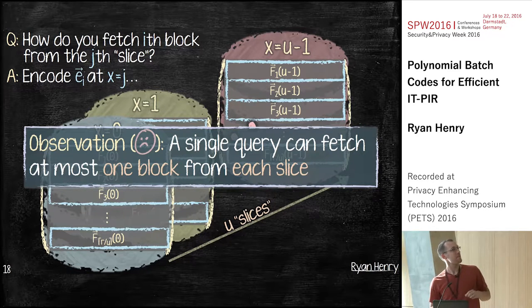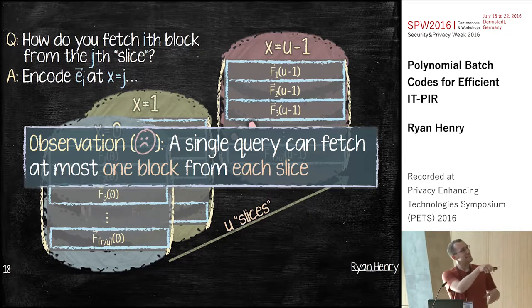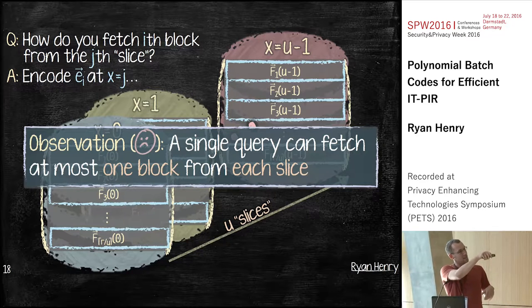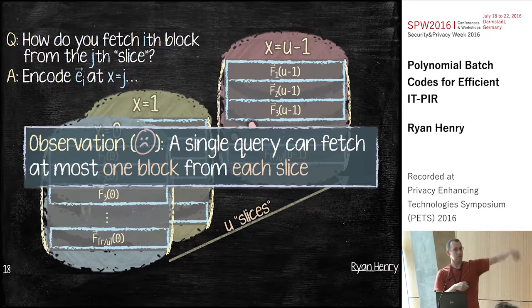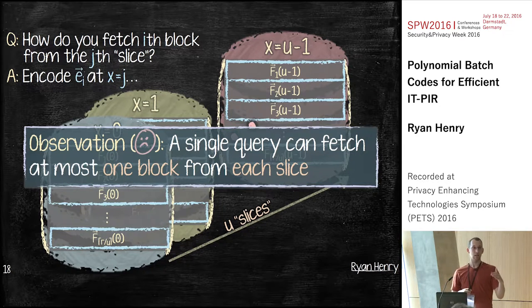So there's a very simple fix for this, which is basically to take each of these records and put them in their own slice. So rather than using the remainder upon division by U to figure out which x-coordinate we put it in, we just take each record. So if you want record one, you evaluate the polynomial at x equals one. And if you want record two, you evaluate the polynomial at x equals two. So we still have R over U rows, but now you can't really draw a picture anymore.